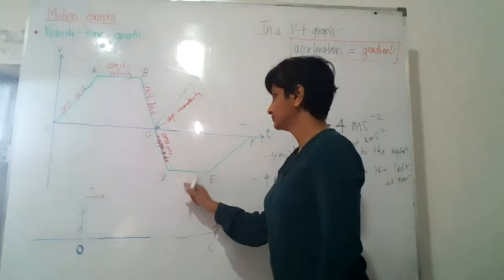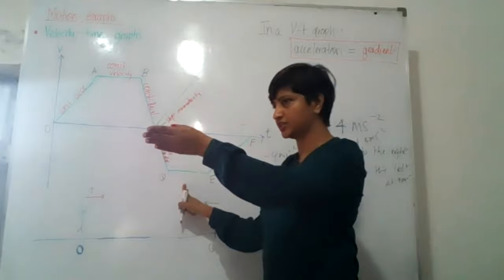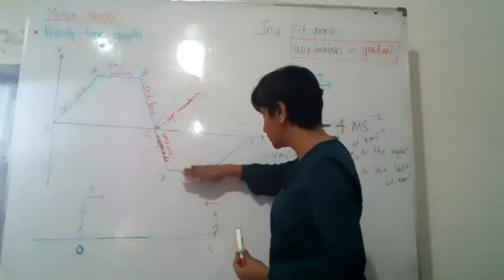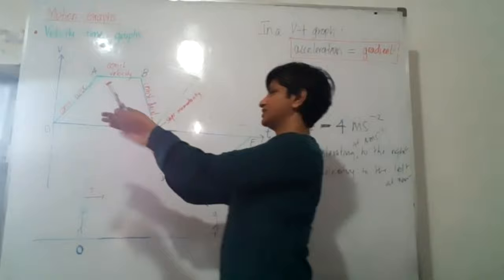And then these two, what's happening here? Constant velocity in the opposite direction. Constant deceleration in the opposite direction. Okay? The graph is on the negative side, because the velocity below the time axis is all negative. Negative velocity means it's moving in the other direction. There the negative side means direction. In velocity, there is no confusion.